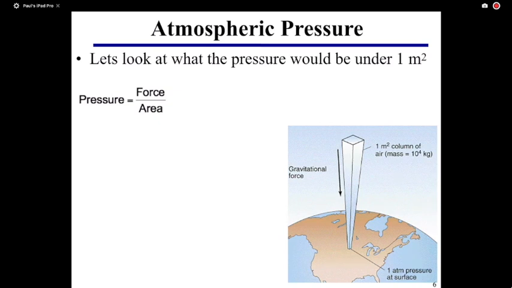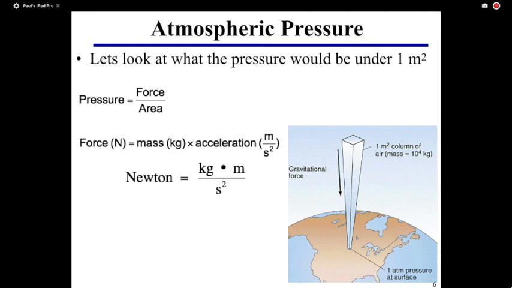So if I take a look at this, force times an area, well, let's choose an area and choose a force. Well, a force is mass of the air times the gravity, or acceleration, and we know the gravity of the Earth, and we have to estimate the mass. The force is called a Newton. It has a unit of kilogram times meter divided by second squared.